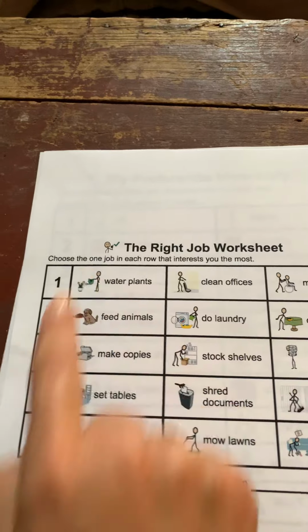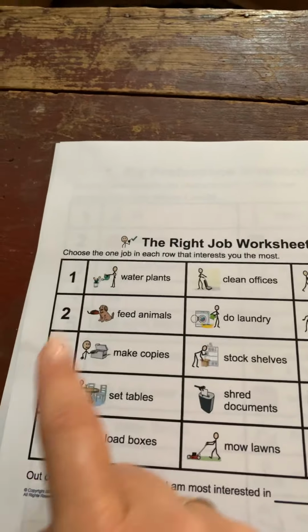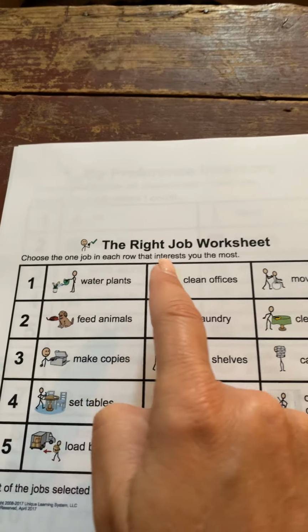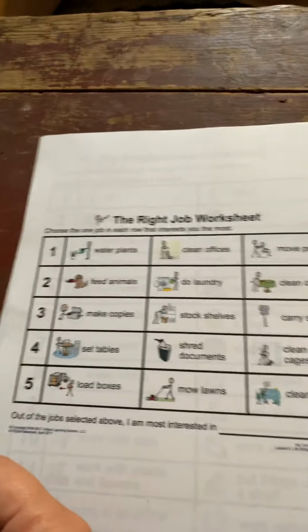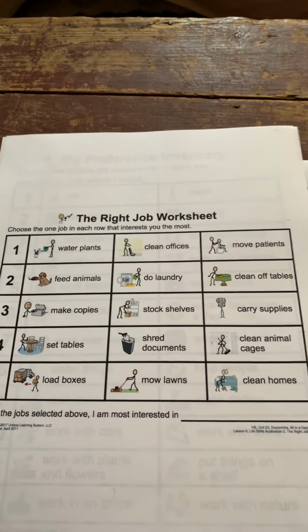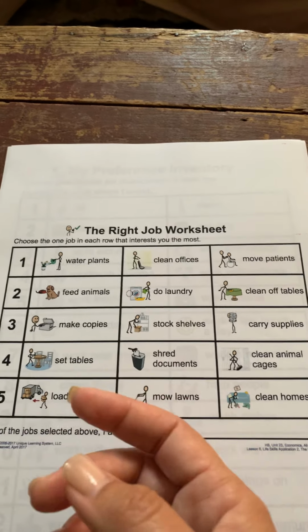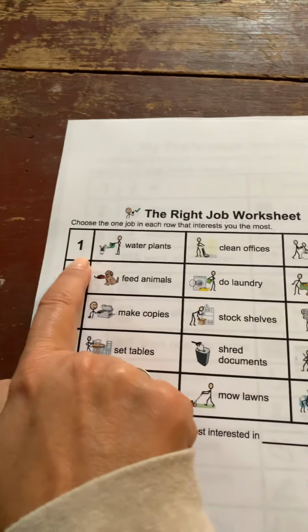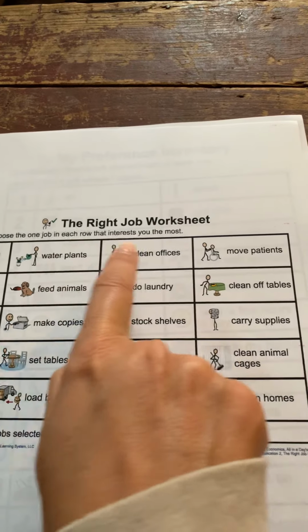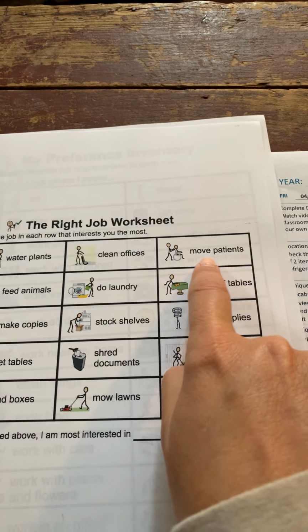And then you're going to look at each row on this. This is the second page of the Chapter 2 activity. You're going to choose the one job in each row that interests you the most. Now, it doesn't mean that's what you want to do when you grow up or when you graduate from high school, but it lets you start thinking about if it's something you would like to do. So in row 1, you have watering plants, cleaning offices, or moving patients.